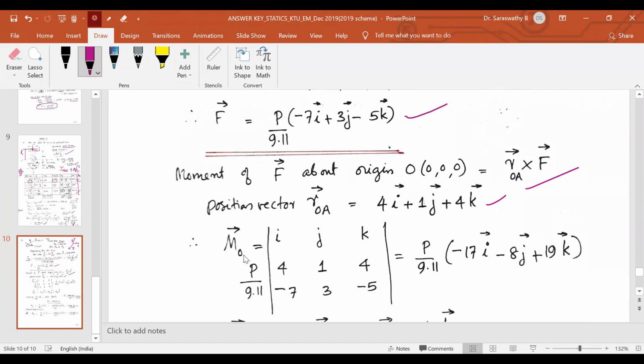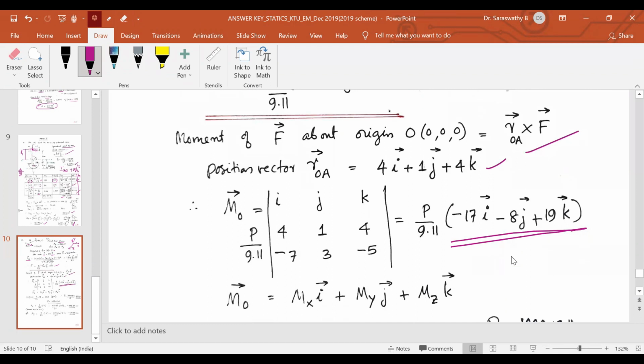Take the cross product. P by 9.11, i into minus 5 minus 12, it is minus 17, minus j into minus 20 plus 28, minus 8, k into 12 plus 7. So this is the moment of the force about point O.